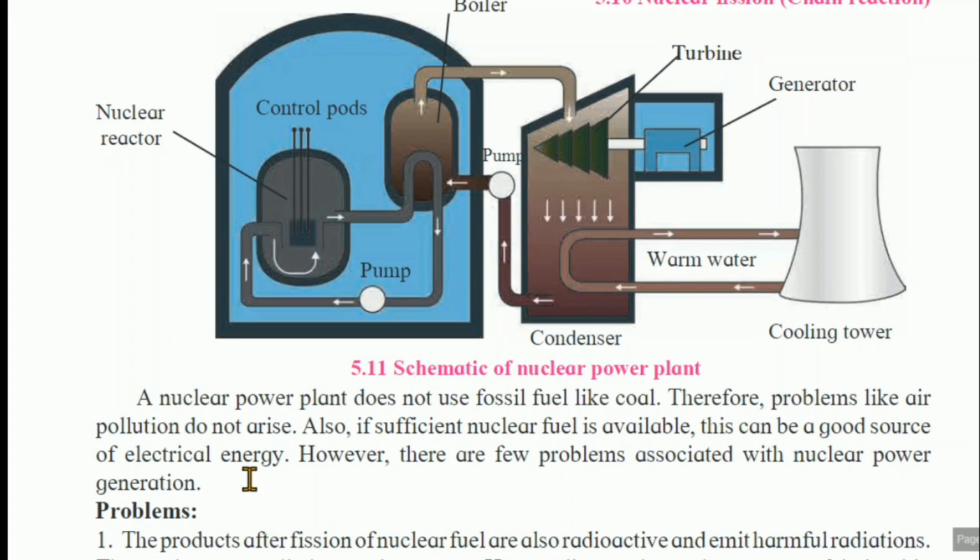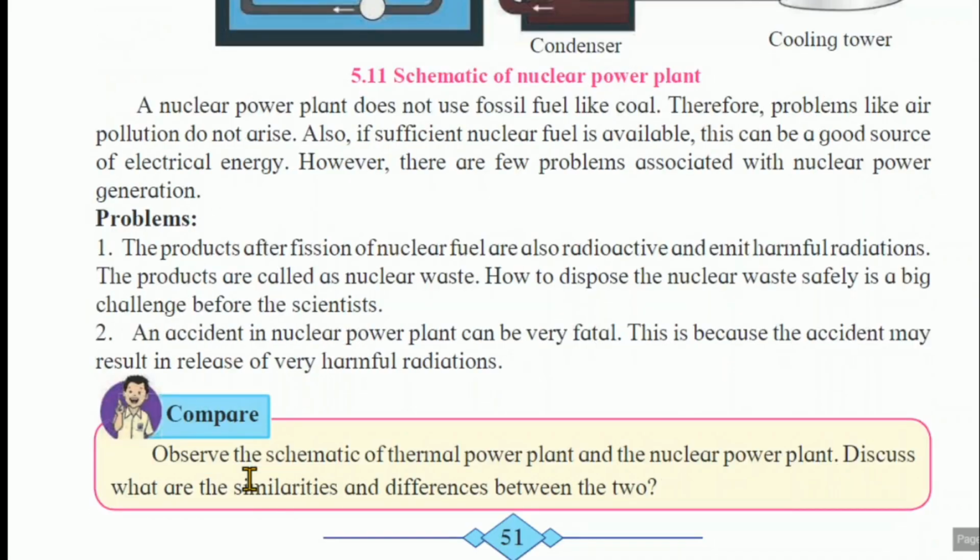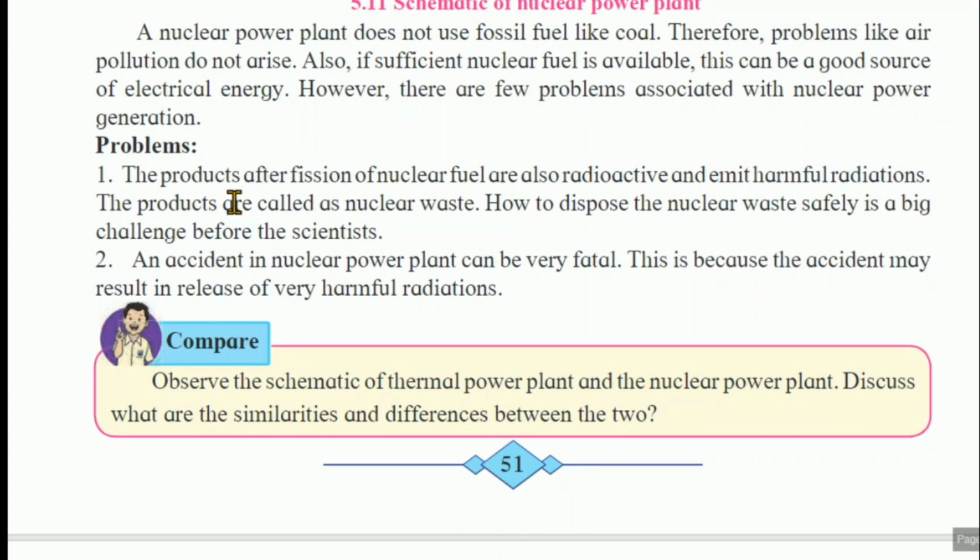Only certain limitations are there to a nuclear power plant. Which are they? Here two limitations are there. The products after fission of nuclear fuel are also radioactive and emit harmful radiations. Like uranium, plutonium, what are these? They are the radioactive elements.